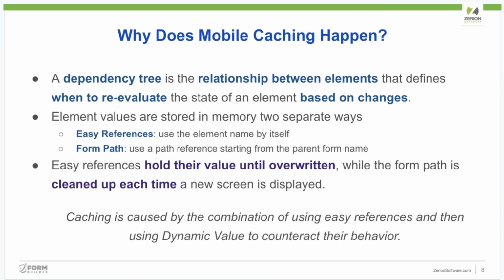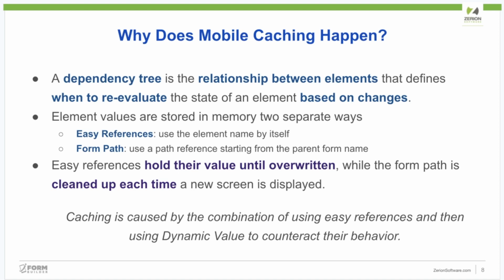So why does mobile caching happen? And in order to answer this question, there are a few fundamental concepts about the structure of the app that you need to be familiar with. The first is this idea of a dependency tree. And the dependency tree is just a really fancy way of saying the app knows when to update values. So for example, in the previous form that I showed, the app needs to know when to update that full name field. It knows that because there is a dependency between that third element and both of the elements above it, first name and last name.